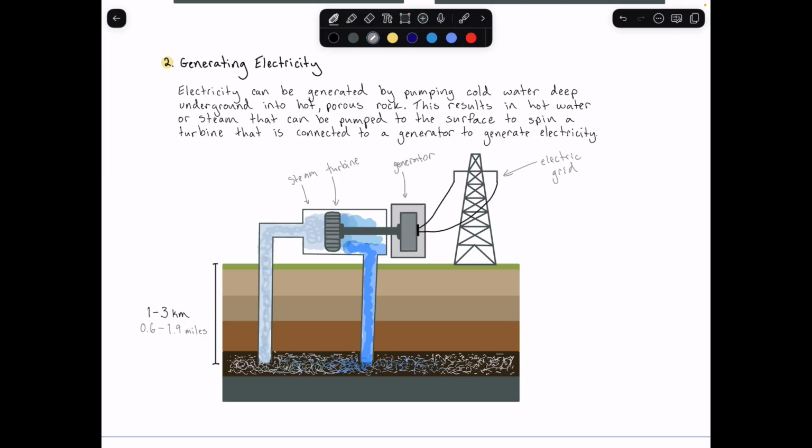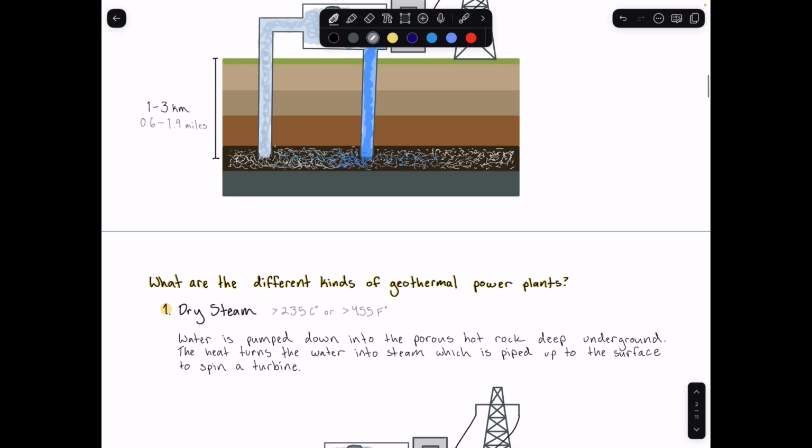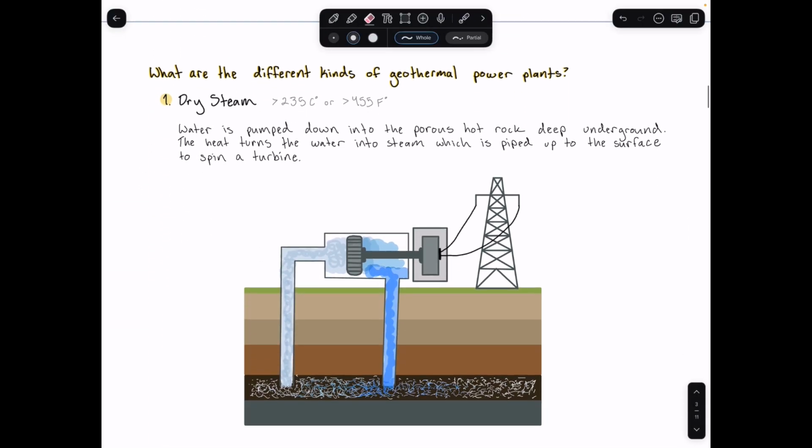But there are actually 3 different types of geothermal power plants that I'm going to discuss. So the first one is a dry steam power plant. And a dry steam geothermal power plant uses some underground geothermal reservoir that has water in it to generate electricity. And the temperatures of these underground rocks here is typically above 235 degrees Celsius. So it's very, very hot down here.